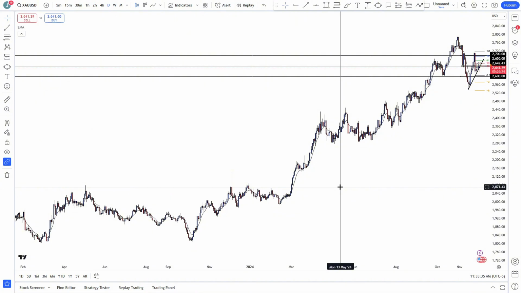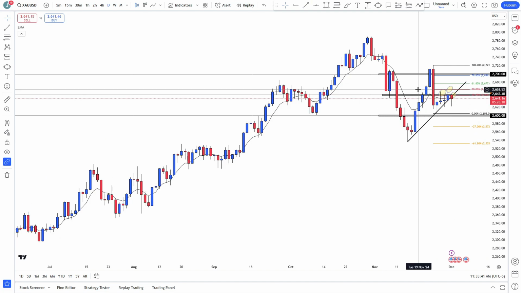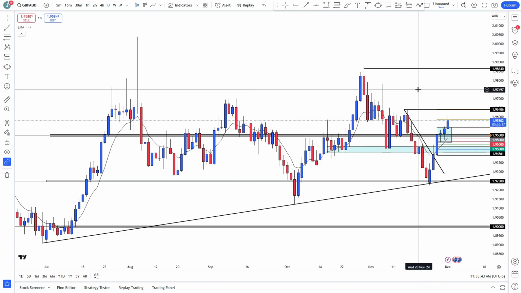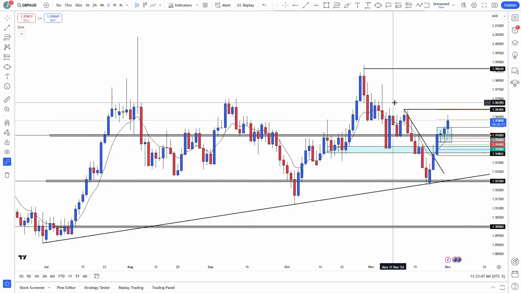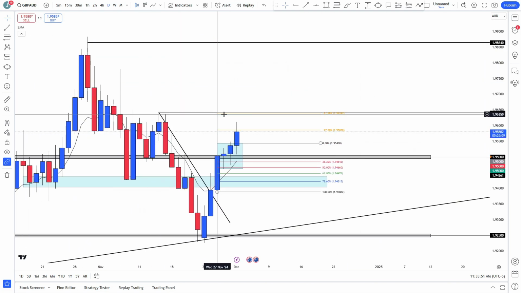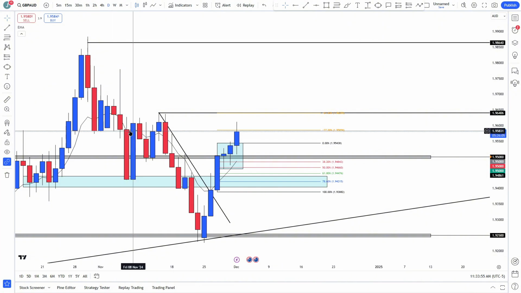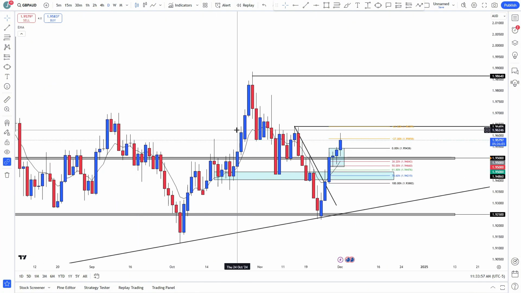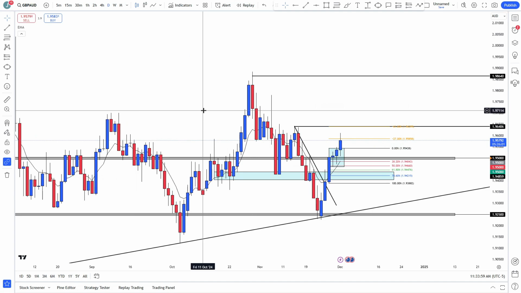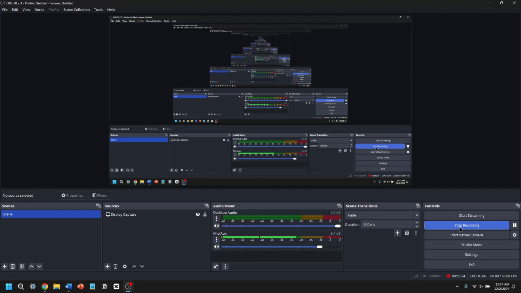Gold, same thing, hitting this negative 61.8, which is the trend line, the third trend line hit. And for GA, hitting the trend line point A, negative 61.8. So yeah, that's really all I got for these pairs. I'm going to still be patient and wait and see what happens, but that's for now.